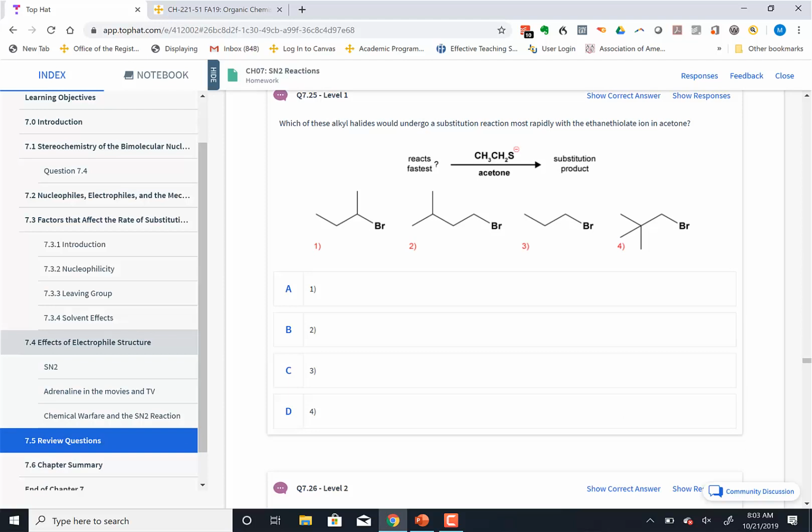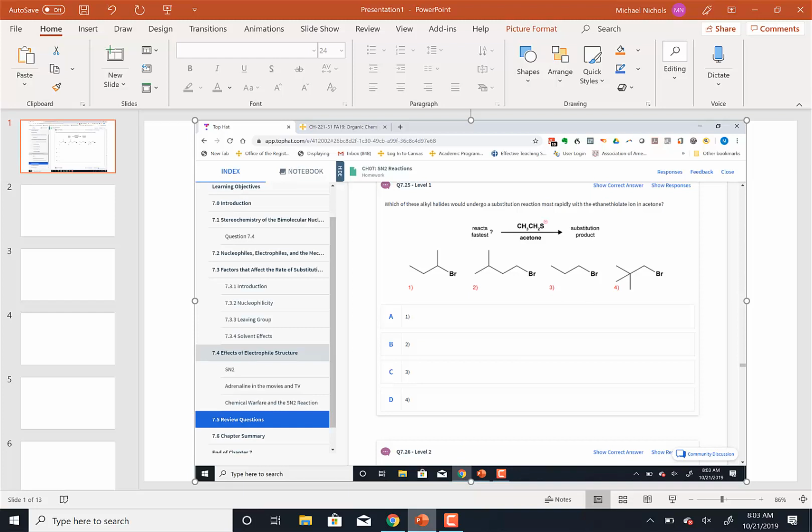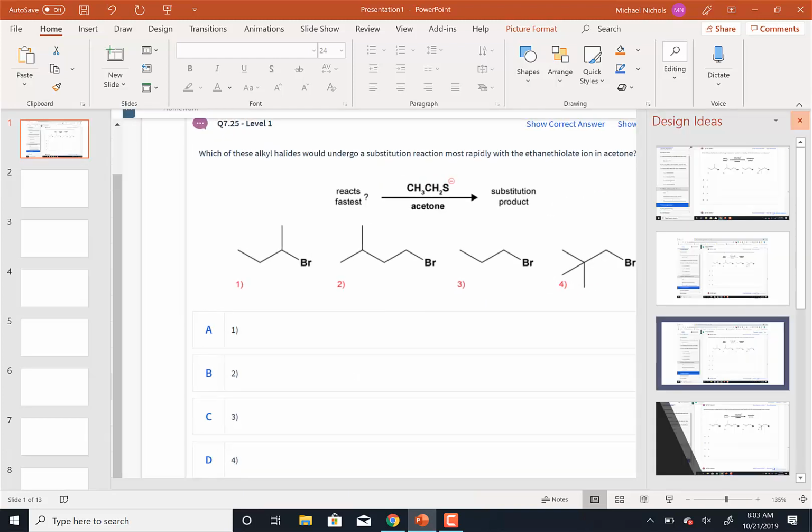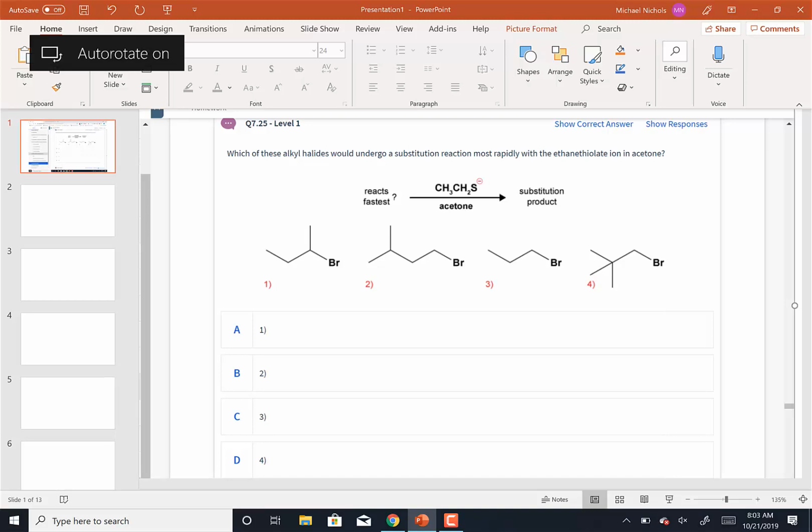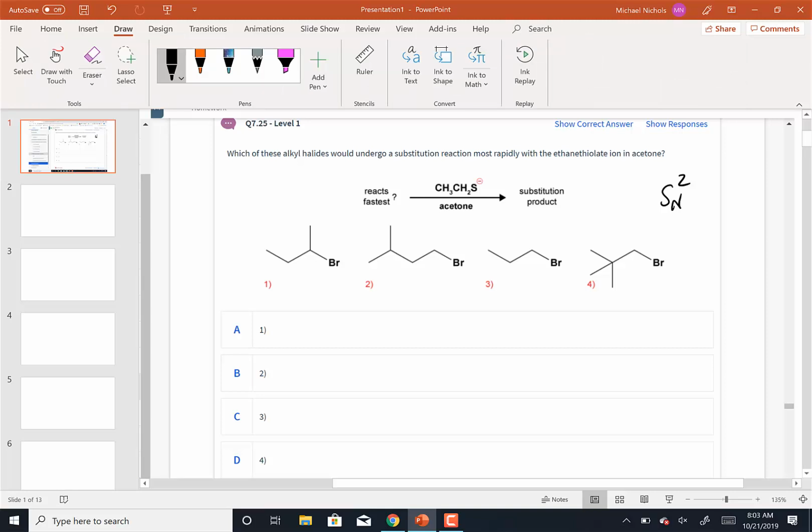Okay, which would undergo, since this is chapter 7, Sn2 fastest? So let me copy it and paste it into there. Okay, so this is an Sn2 reaction. So which halides undergo Sn2 the fastest? Or better yet, what is the reactivity of the alkyl halide based on in Sn2? So in other words, what makes one alkyl halide react faster than the other?